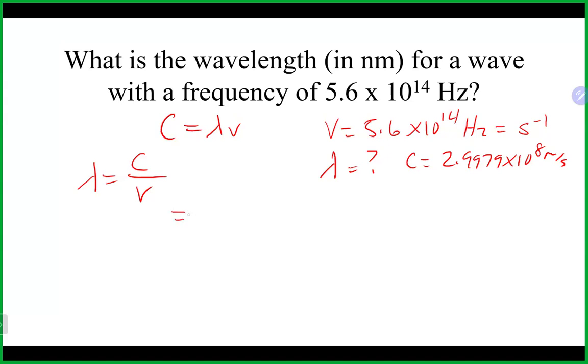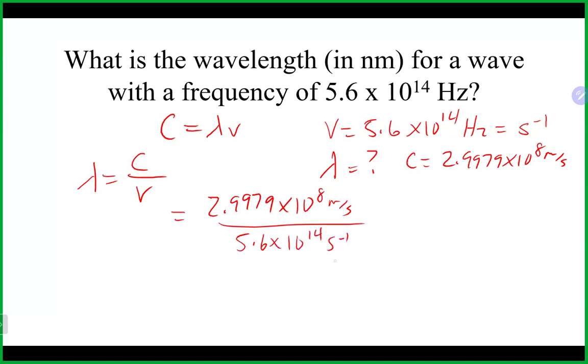So putting in our numbers here, we're going to go 2.9979 times 10 to the 8 meters per second, and divide it by 5.6 times 10 to the 14. If you want to put it into reciprocal seconds so you can visually see that those units are going to cancel, that might be helpful. If you do that, you're going to end up with a number that has lots of digits. Let's see here. We get 5.35 times 10 to the minus 7 meters.